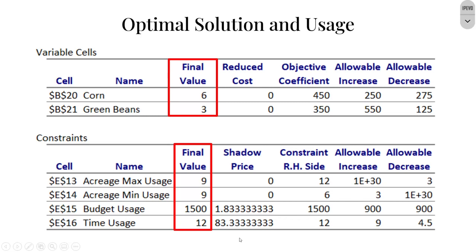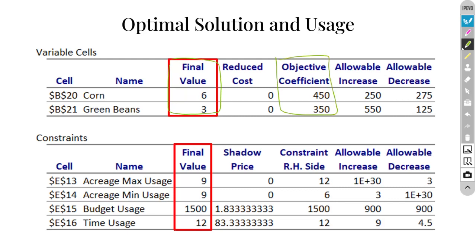So just based on these 2 columns alone, we could determine the profit if we weren't sure what the optimal solution is. I could take my final values for my variable cells and my objective coefficient and multiply those and add them together. So I could take my 6 acres of corn and multiply them by the $450 that I would make on each of them. And I could add that to the amount that I'm making from my green beans, which is 3 acres times 350. And when I add that up, I would find that my maximum profit is $3,750.